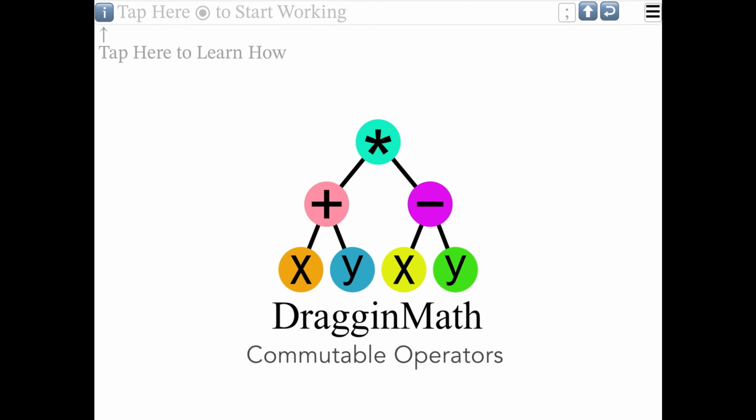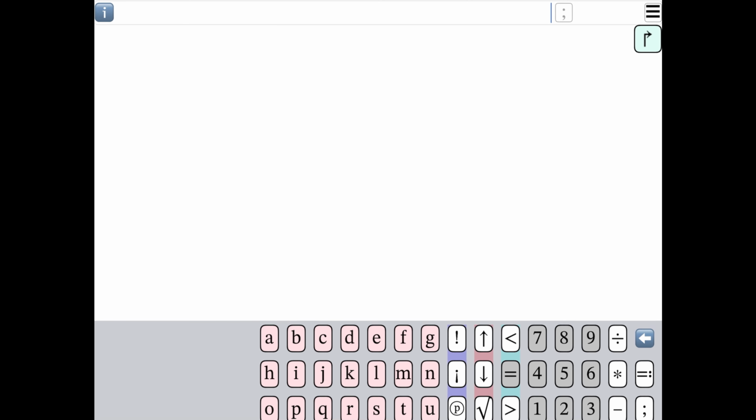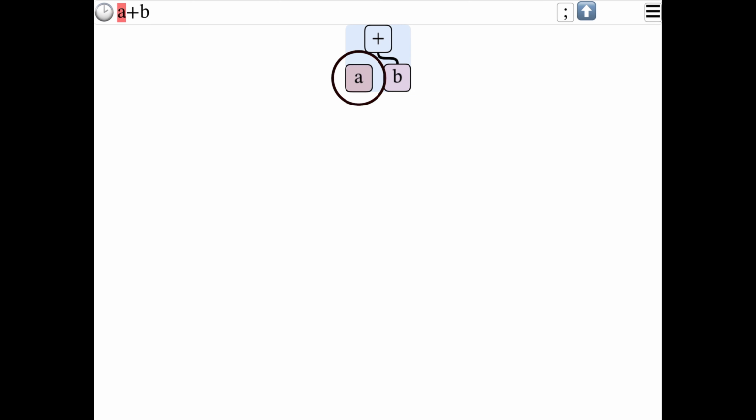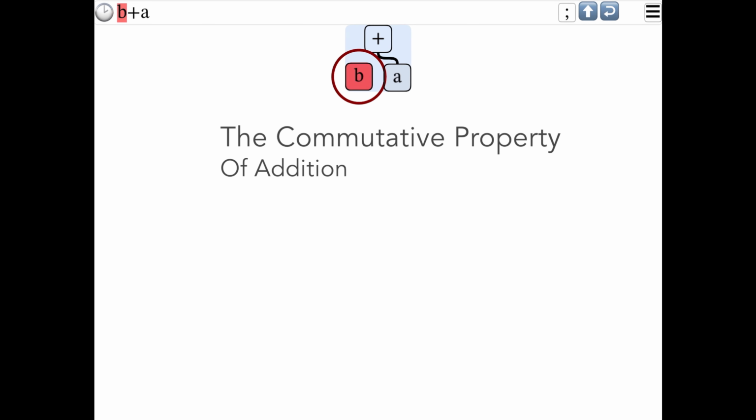Welcome to DragginMath. Let's learn about commutable operators. Remember that A plus B equals B plus A, always. This is the commutative property of addition.